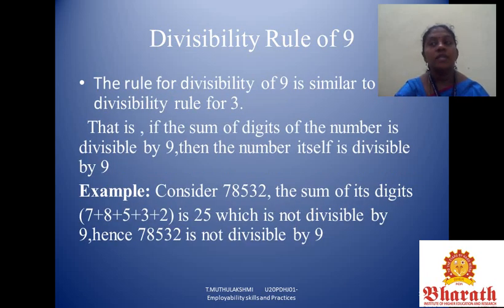Next rule, divisibility rule of 9. The rule for divisibility of 9 is similar to the divisibility rule for 3. That is, if the sum of digits of the number is divisible by 9, then the number itself is divisible by 9. For example, consider 78532. The sum of its digits, 7 plus 8 plus 5 plus 3 plus 2, is 25, which is not divisible by 9. Hence 78532 is not divisible by 9.